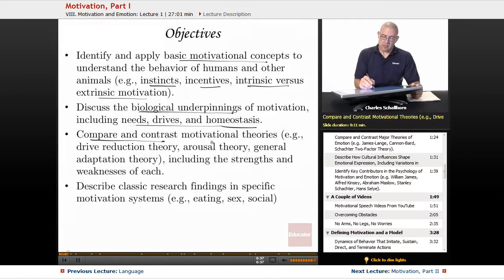Comparing and contrasting the motivational theories, the drive reduction theory, the arousal theory, and the general adaptation theory, and looking at the strengths and weaknesses of each of those, and describe classic research findings in specific motivation systems, for example, eating, sex, and social motivation.